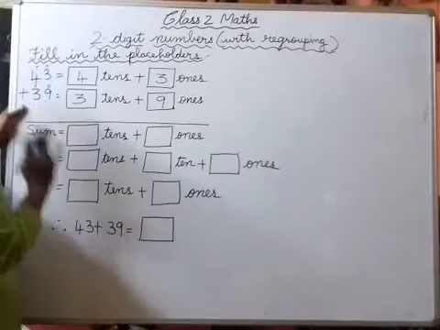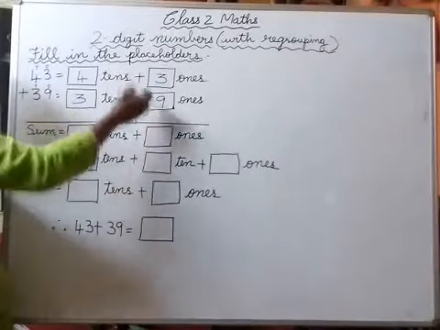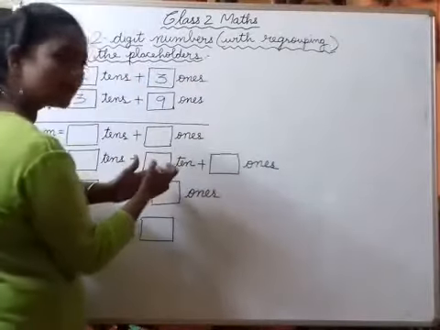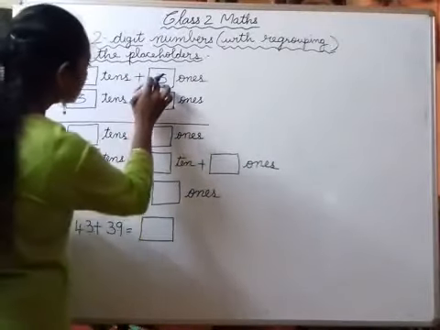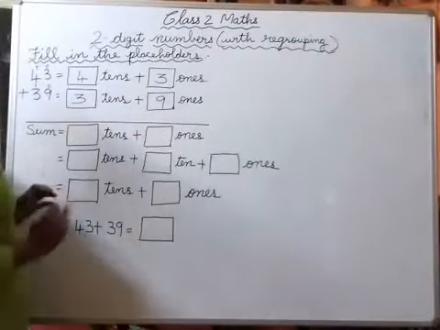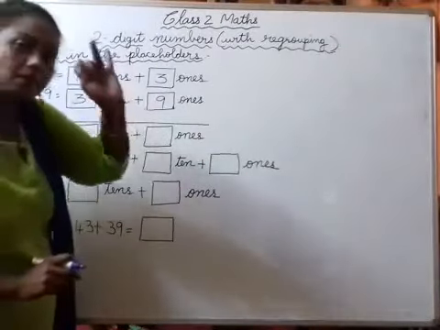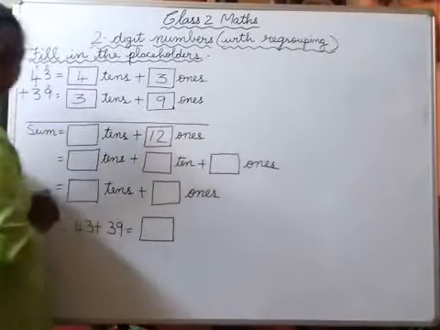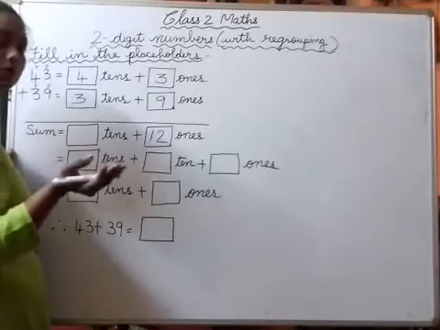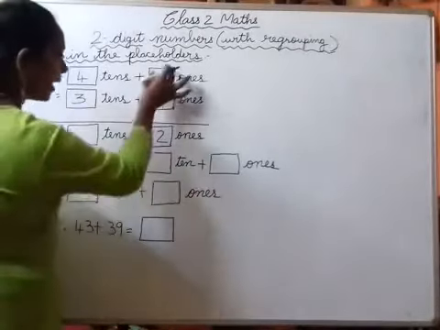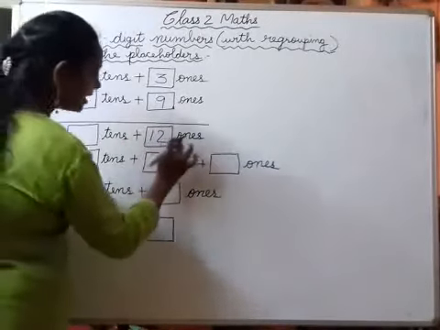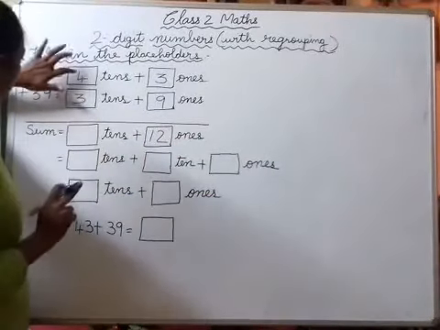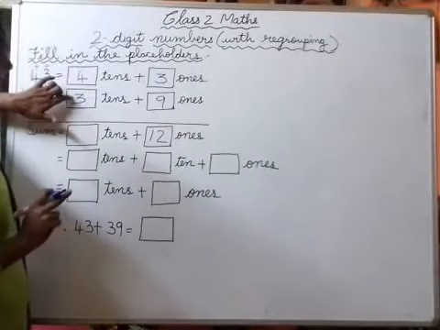Okay, next step will be you have to add these numbers. So first we will start with the ones place. 9 plus 3 will be 10, 11, 12. 12 को ऐसे की ऐसे ही लिखेंगे. I will tell the next step also how to do that. 12 को ऐसे की ऐसे ही लिखना है. So how many ones are there? 12 ones are there.